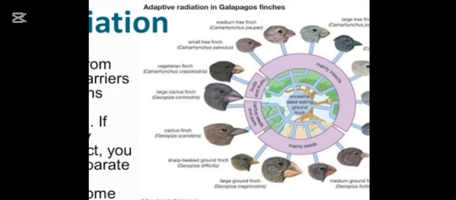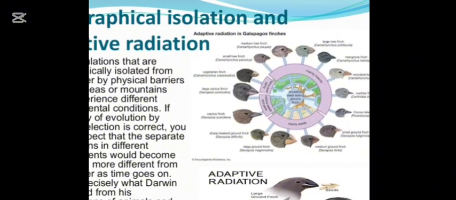So these were isolated from the mainland, but still on those islands. Darwin found that they were the same species, but with different beak shapes, and they ate different kinds of foods.